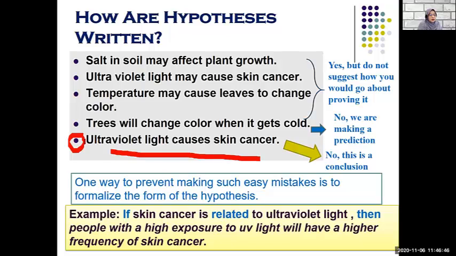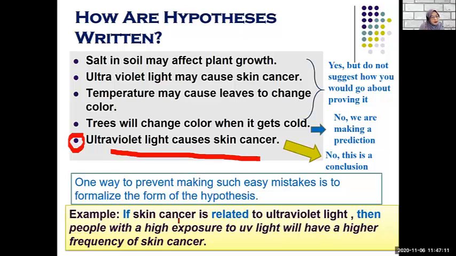Let's see the example of ultraviolet light. By using if-then, we can formalize this hypothesis. So, if skin cancer is related to ultraviolet light, then people with high exposure to ultraviolet light will have a higher frequency of skin cancer.